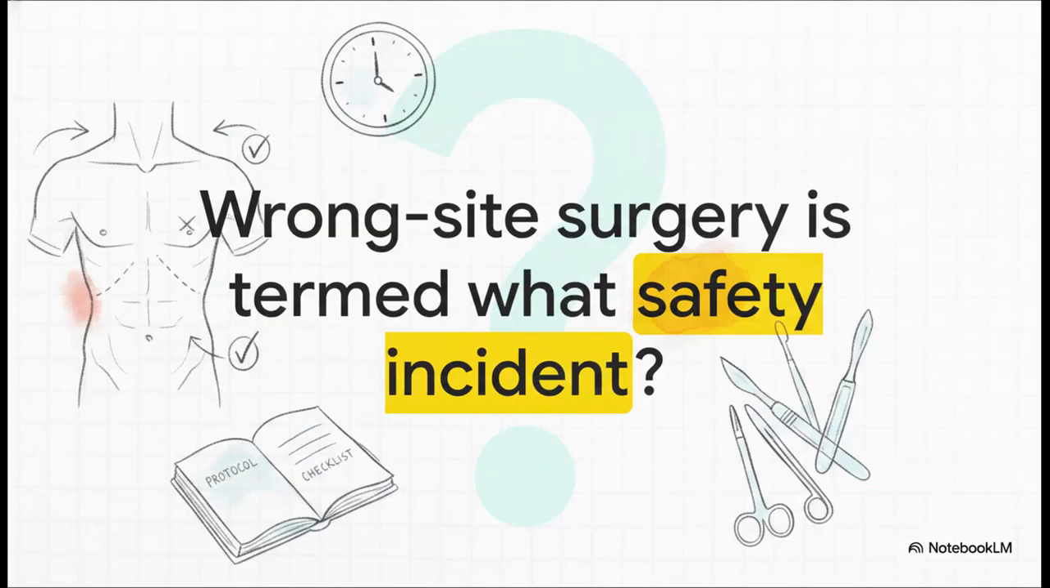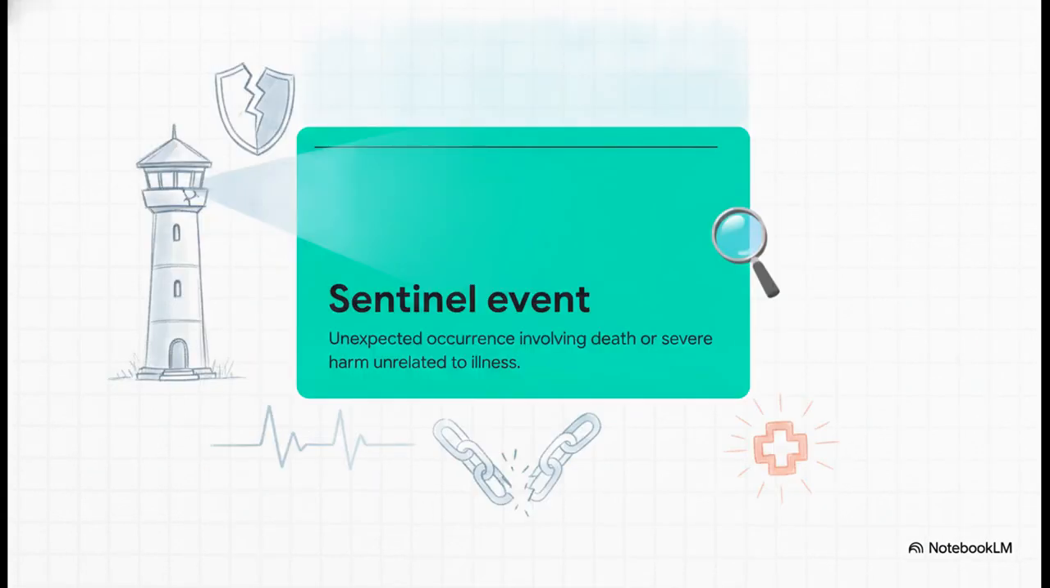A surgeon performs surgery on the wrong side of the patient. What is this termed with respect to patient safety incidents? A, adverse event. B, near-miss event. C, total miss event. D, no-harm event. Or E, sentinel event. Correct answer, E, sentinel event.